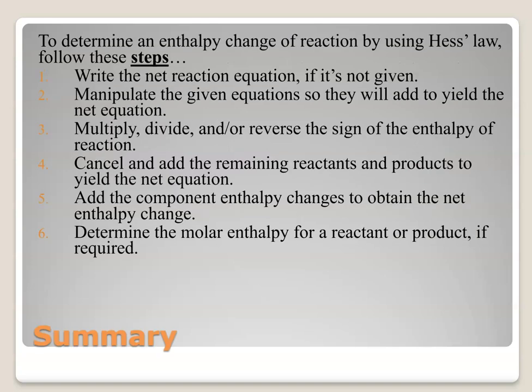Here is a summary of the steps involved in determining enthalpy changes by using Hess's law. Begin by writing the net reaction equation. Then manipulate the given equations so that they will yield the net equation. Multiply, divide, or reverse the sign of the enthalpy of reaction. Cancel and add remaining reactants and products to yield the net equation. Then add the component enthalpy changes to obtain the net enthalpy change. For a final step, determine the molar enthalpy for a reactant or product if required.